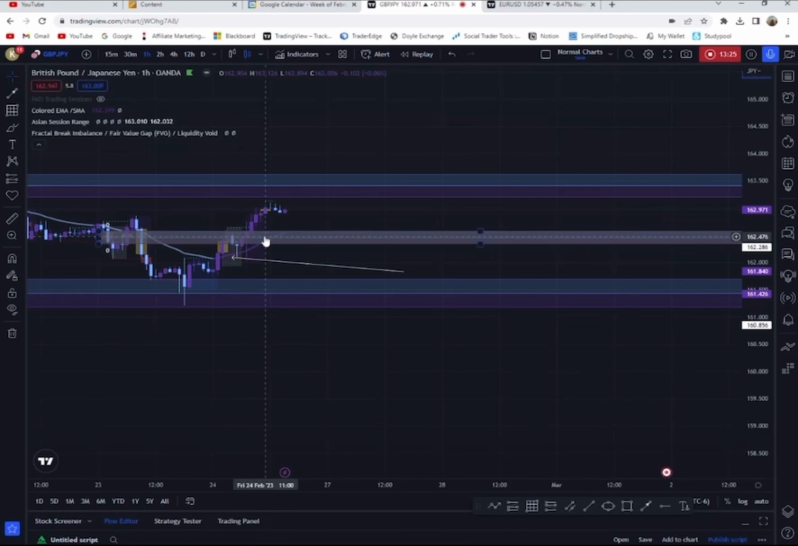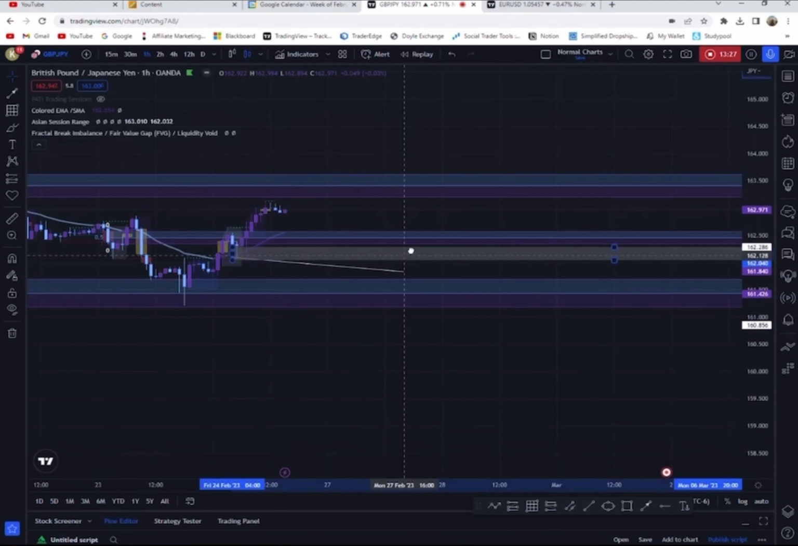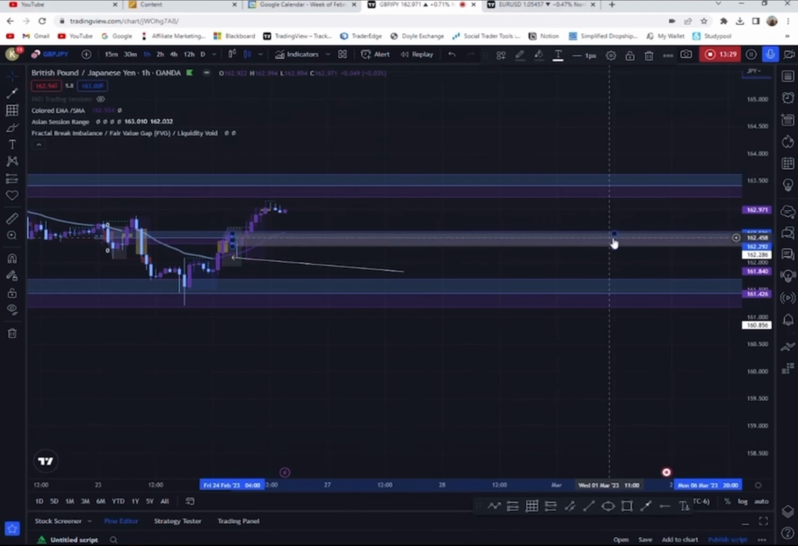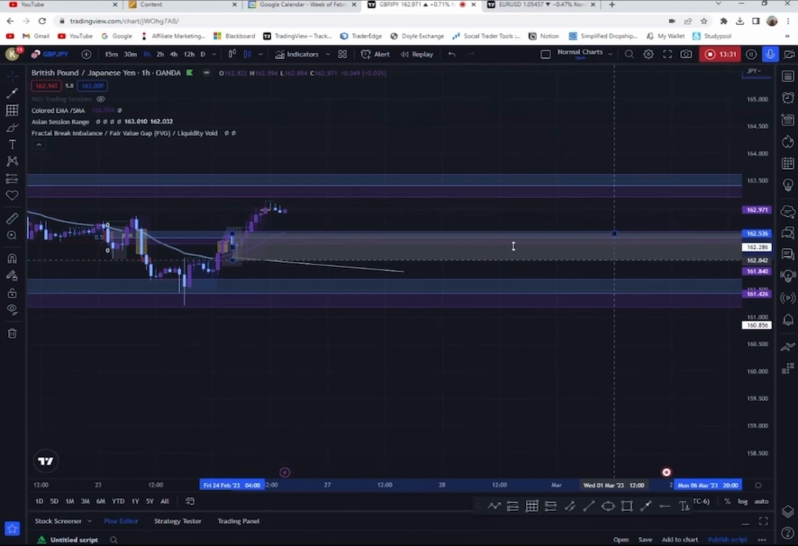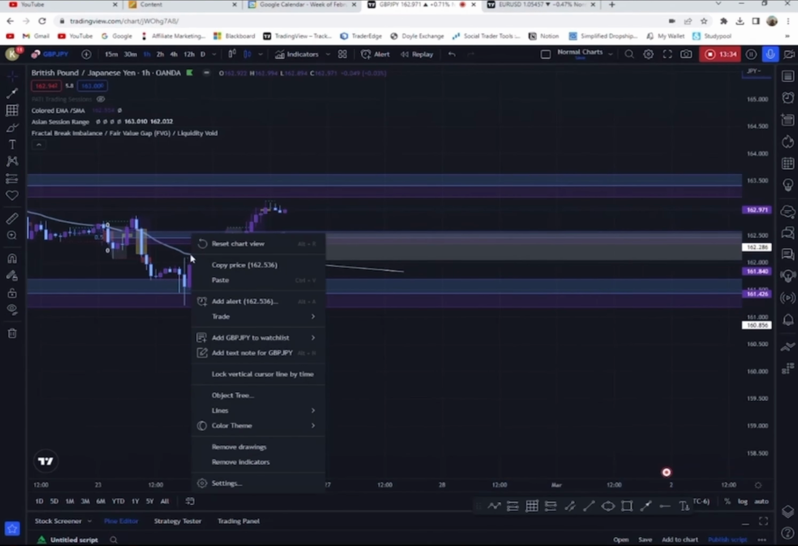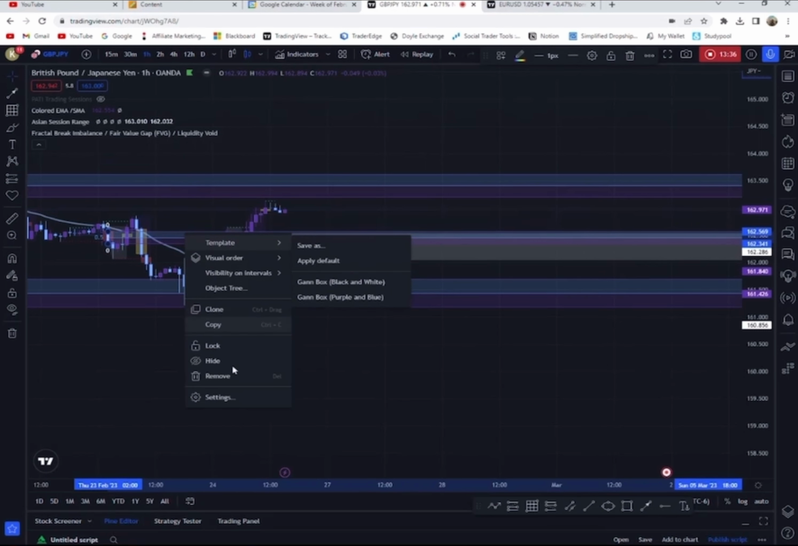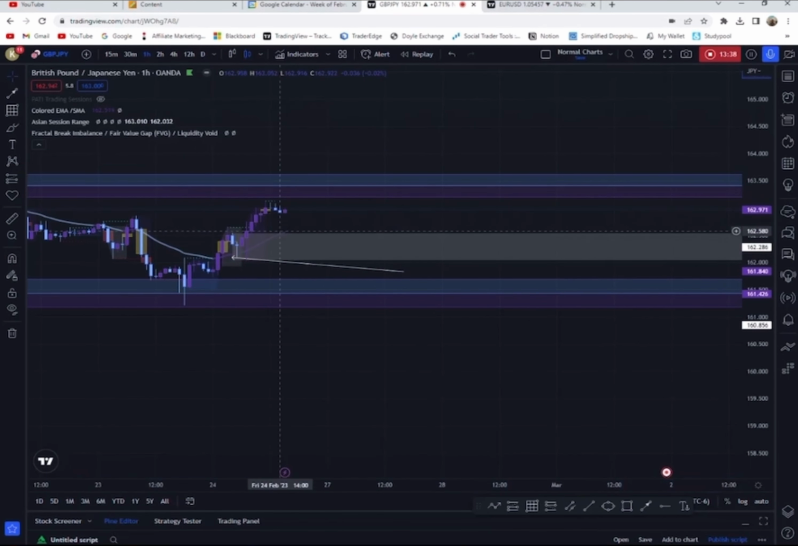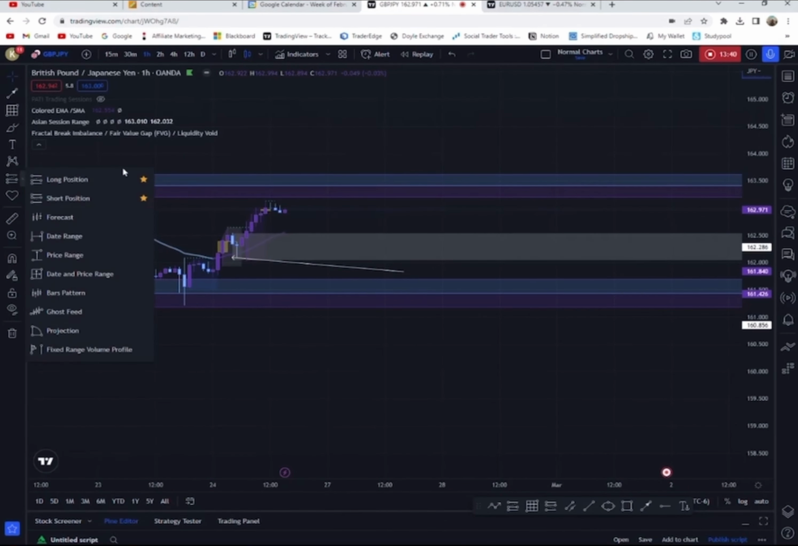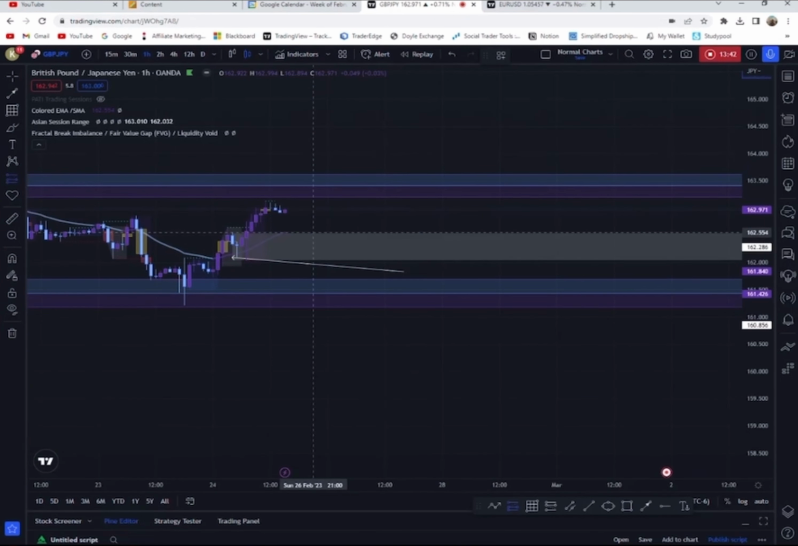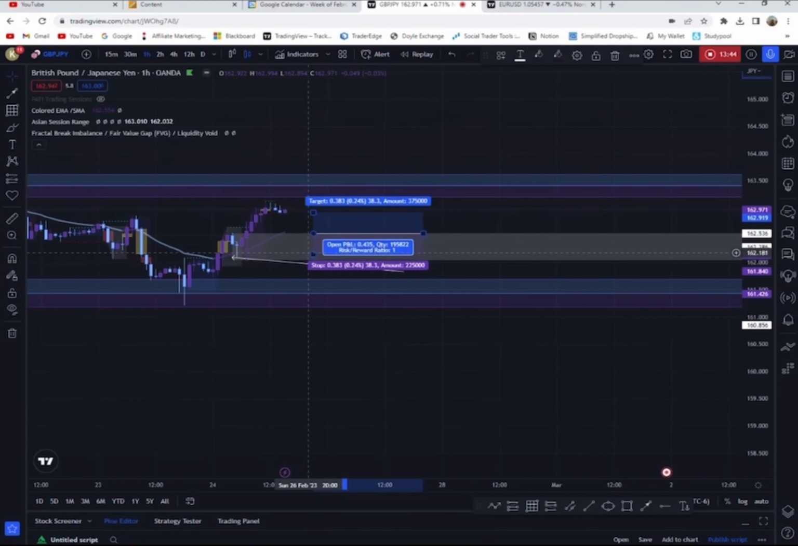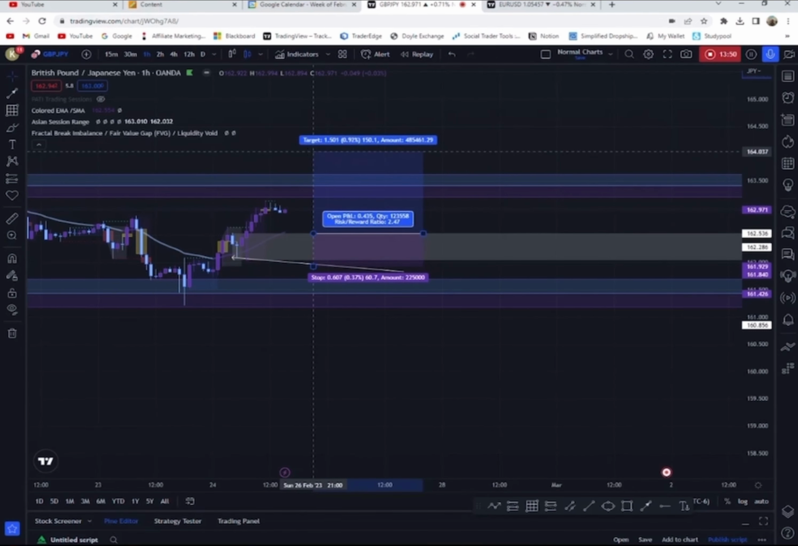Let's move this around. We have a nice little supply zone right there. You can see it wicked off of that. I'm going to get rid of this right now, too much noise. But supply zone, so we can catch it like this. And for GBPJPY, I usually have a bigger stop loss, usually about 50, 60, or 70 pips sometimes, because GBPJPY can get very volatile.